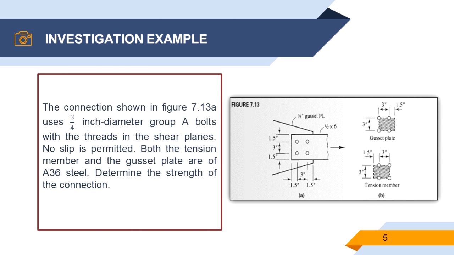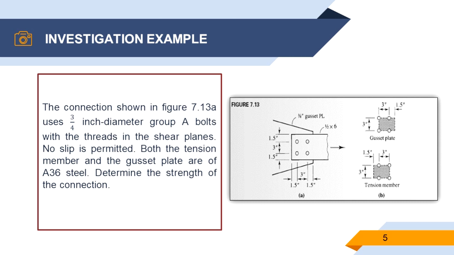Investigation example. The connection shown in figure 7.13a uses 3/4-inch diameter group A bolts with the threads on the shear planes. No slip is permitted. Both the tension member and the gusset plate are of A36 steel. Determine the strength of the connection. Both the design strength (LRFD) and the allowable strength (ASD) will be computed.